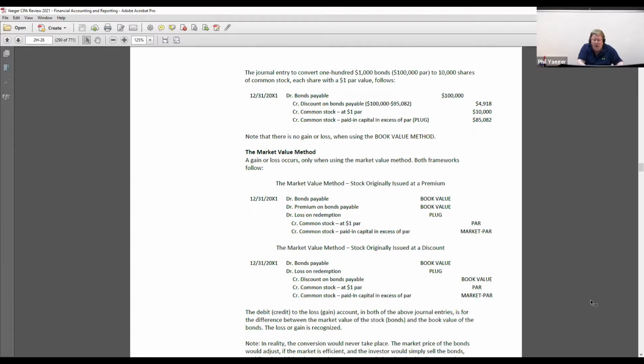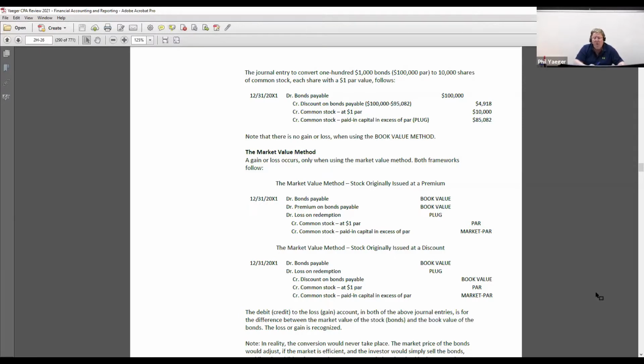All right. So notice, there's no numbers here. To convert the bonds to the market value method, we take the book value of the bonds. The book value of the bonds is made up of their bonds payable plus their premium. Do you see that? So we debit the book value for the bonds payable and the book value for the premium. That's the carrying value of the bonds.